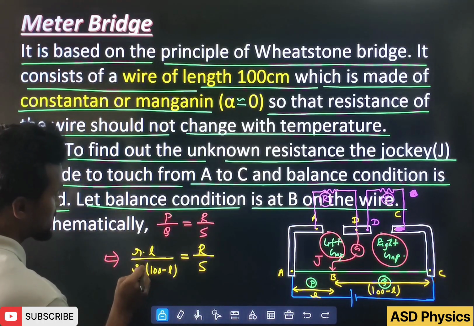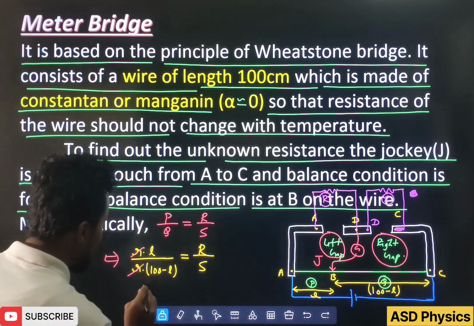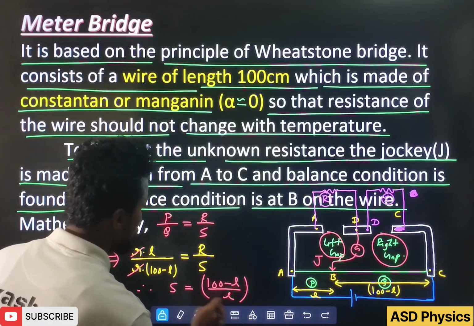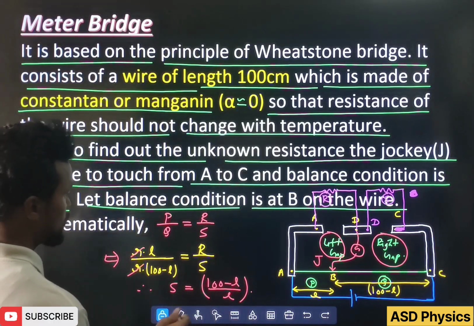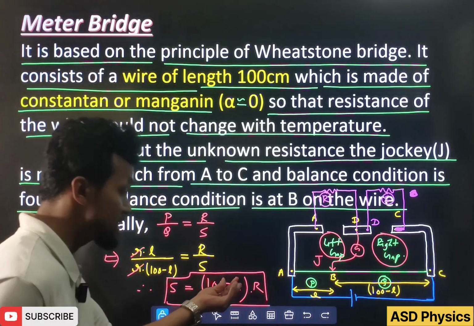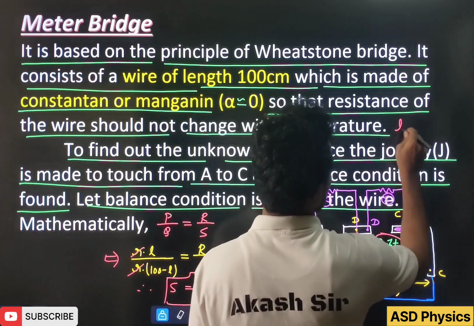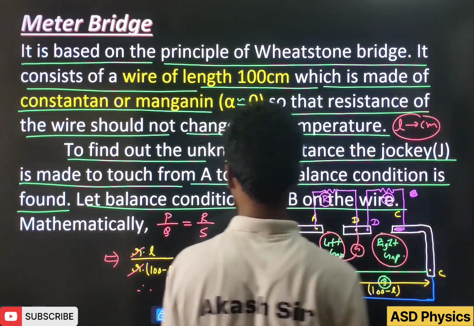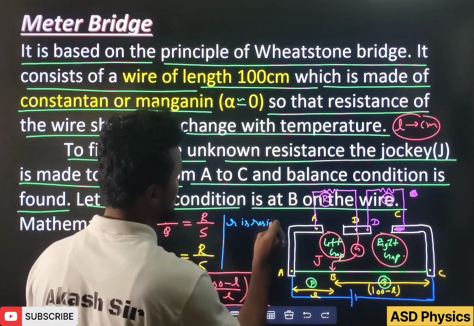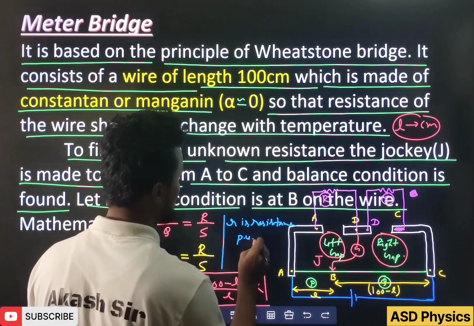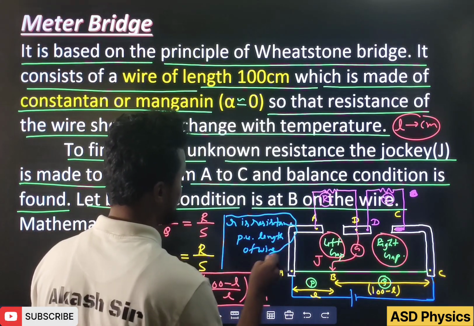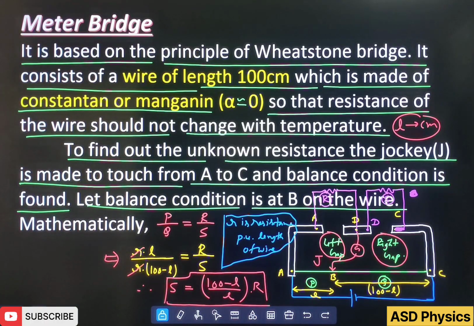The r and r cancel. That means the unknown resistance S is given by S equals (100 minus l) by l into R, where R is the resistance box. Remember, students, this l is in centimeter in the formula. And small r is the resistance per unit length of wire. Can you see very well? It is just based upon the Wheatstone bridge only.